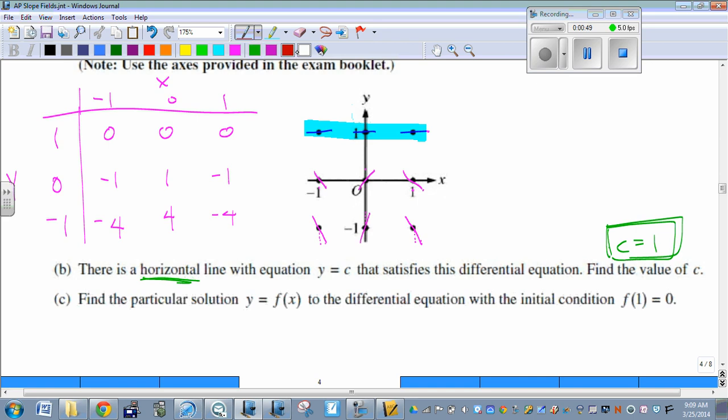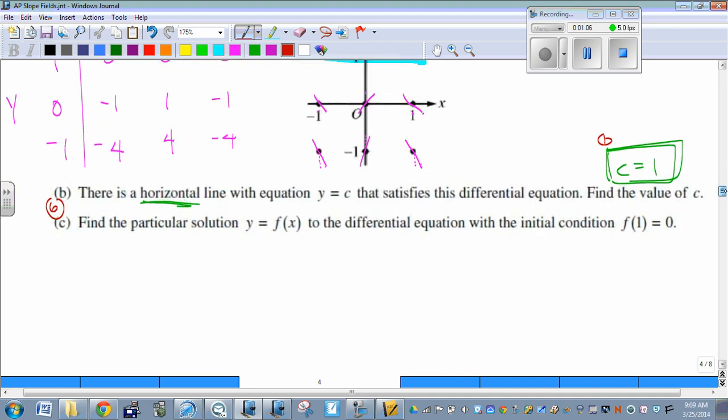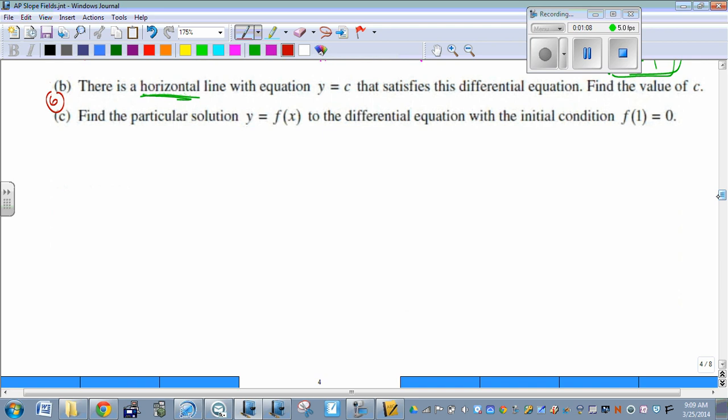Alright, so that's worth 1 point. As usual, the slope field over here is worth 2 points, which leaves us 6 points for the last part. And this is the one that we see most often as one of the parts in these problems. Find the particular solution y equals f of x. So find the original equation, solve for y, to the differential equation with this initial condition. So it's going through the point 1, 0.